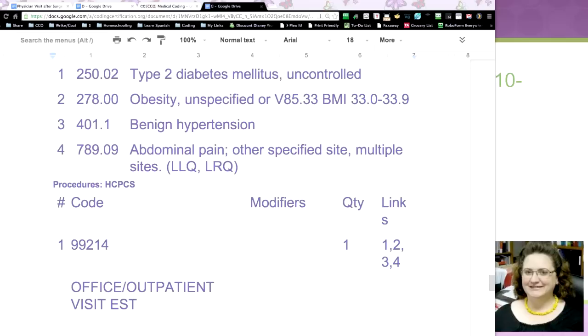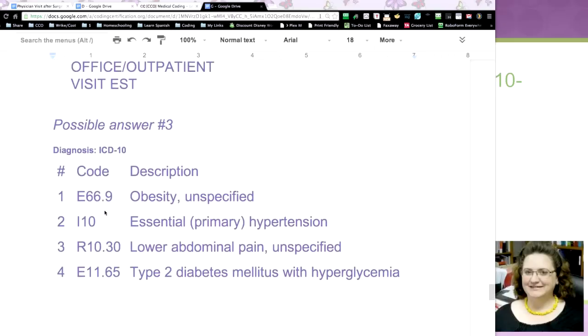They let you input the codes that you think are correct. Then they give you rationale, and then they tell you 3 different ways you could code it. Okay? So it's fantastic. Lots of good practice.